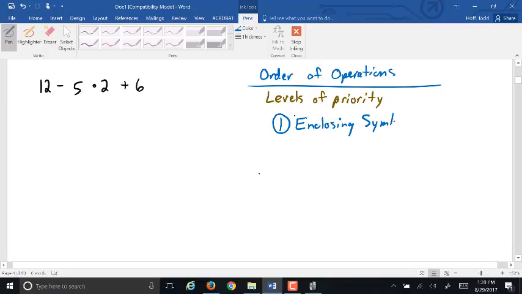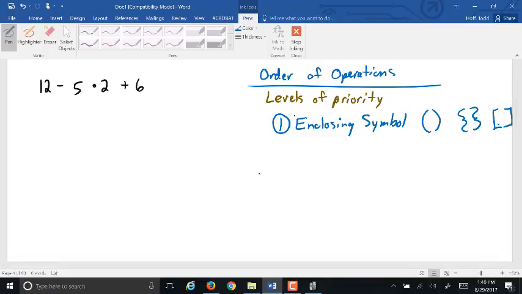Now, many of you have probably heard this as just parentheses. Parentheses are one type of enclosing symbol. And we have different variations of parentheses, like the brackets and the square parentheses and so on. Those are all considered enclosing symbols, along with a few other things that we are going to see that are also enclosing symbols. An enclosing symbol is anything that separates one part of the problem from the rest of the problem.